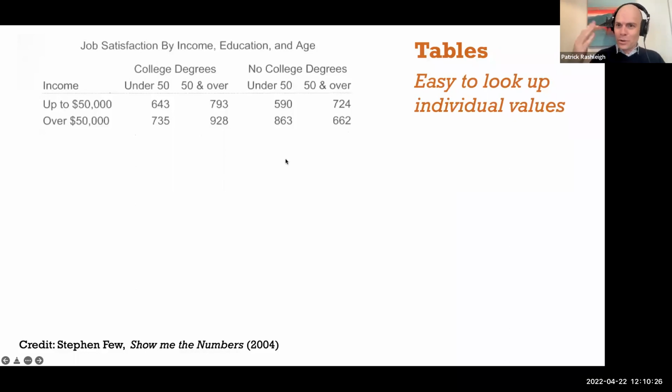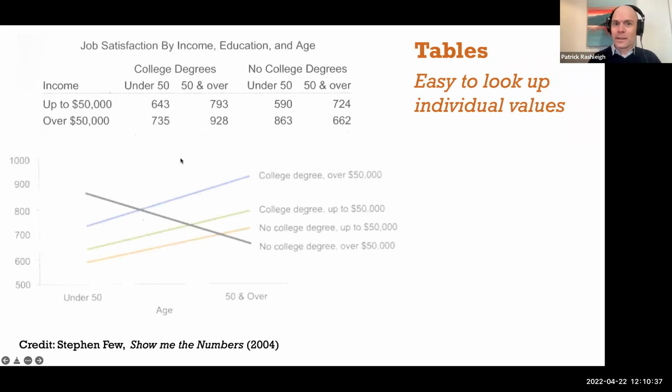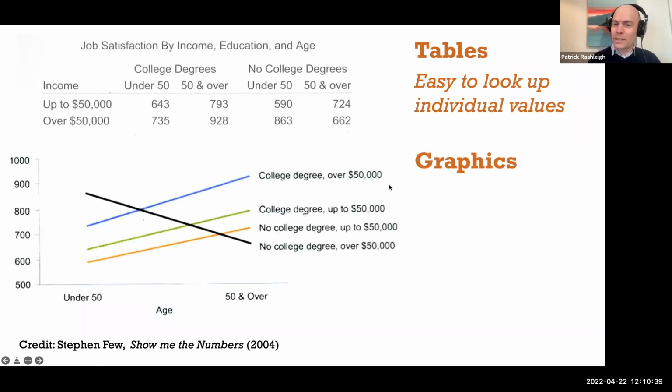If you want your audience to be able to look up individual values according to criteria with 100% accuracy, a table is your friend. That's a great way of doing it. So we don't want to throw that out. But with graphics, you see something different. So these are the same numbers put into a graphical form.